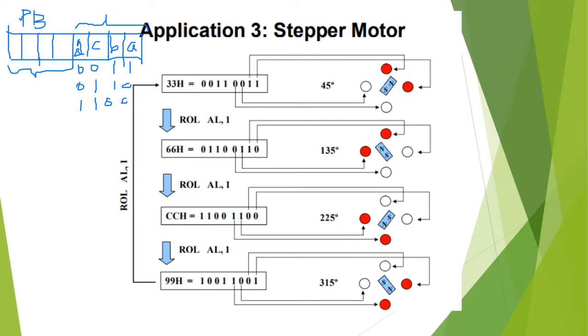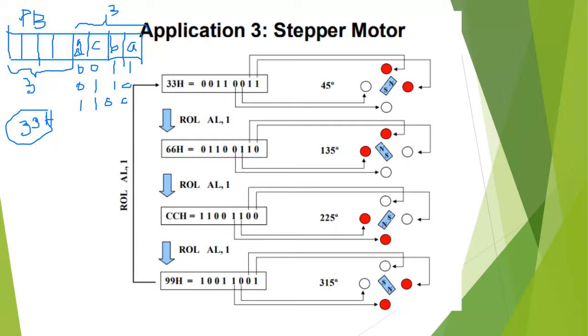We are sending 3 here, 3 here. So that means this one also should be 3. So 33H. That means if we send 33H to the port where this stepper motor is connected, then it makes the two-phase on system.